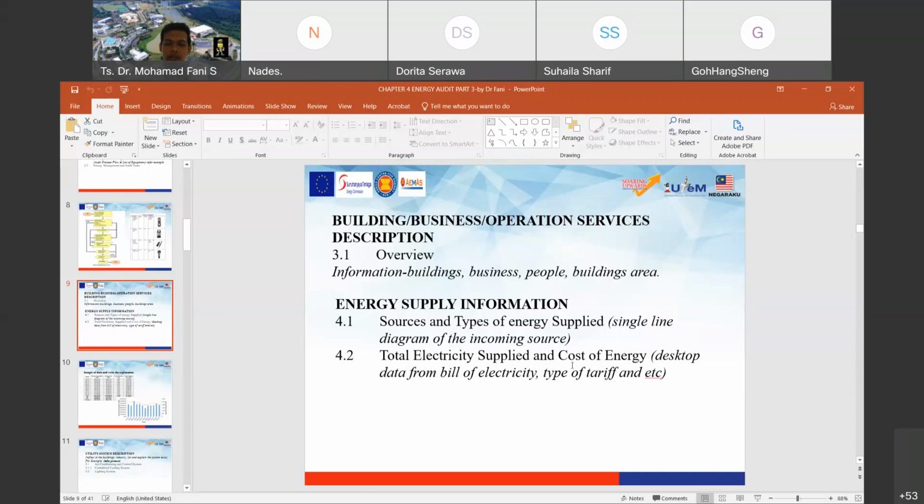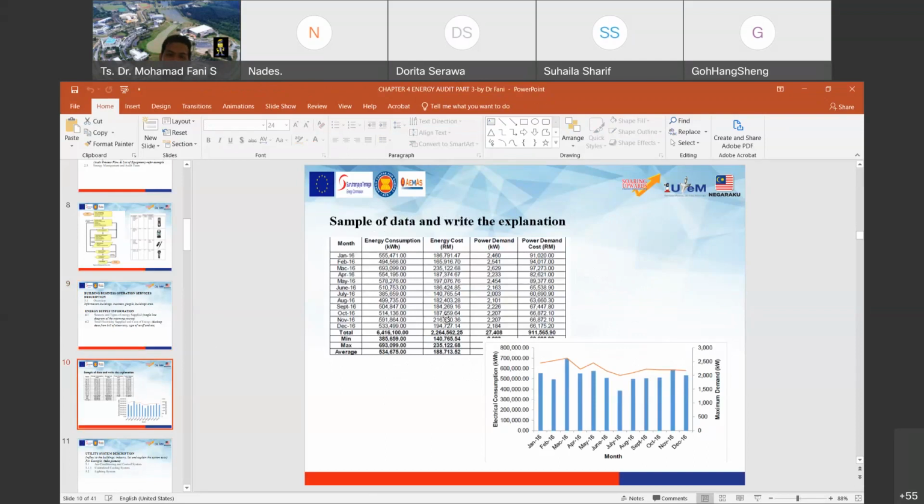Total electricity supply and cost of energy: desktop data from the bill of electricity, type of tariff, etc. So for electricity supply and cost of energy, please find the information from the TNB bill. You can refer to this data, for example, data from January. All the data over here comes from the bill of electricity, which is provided by TNB.